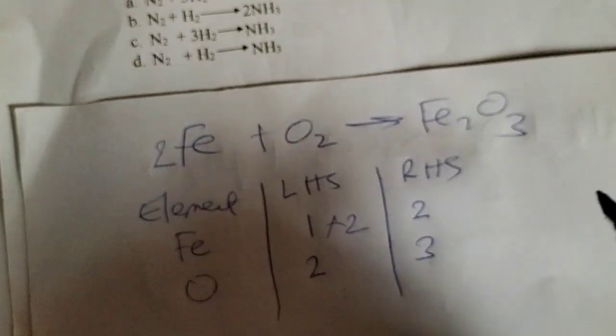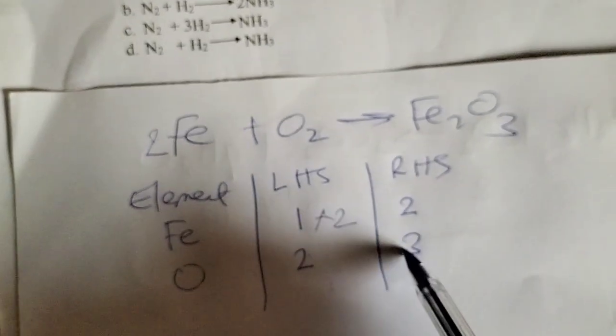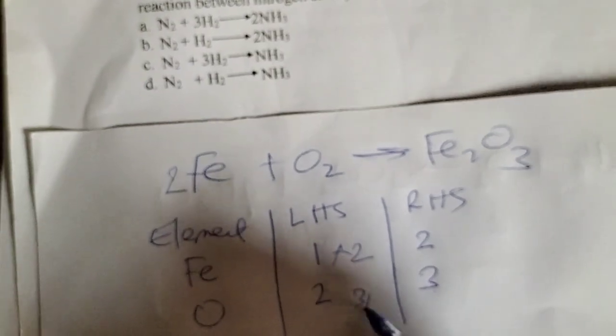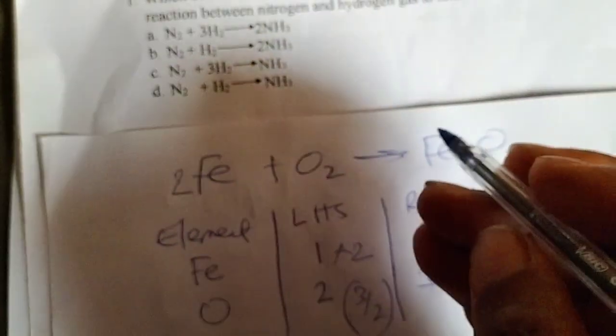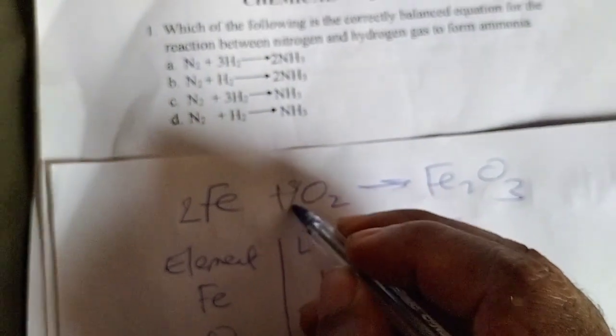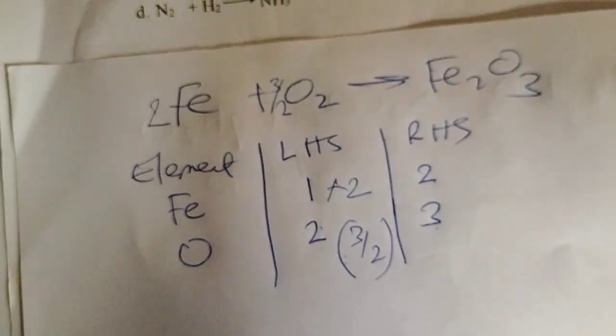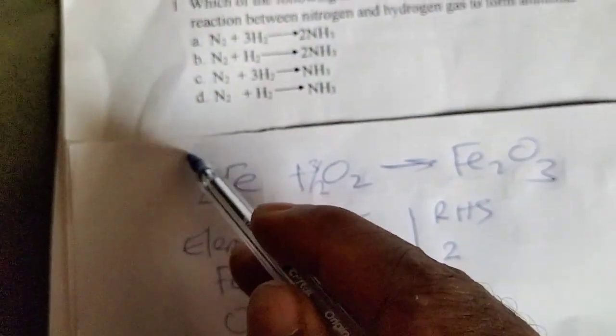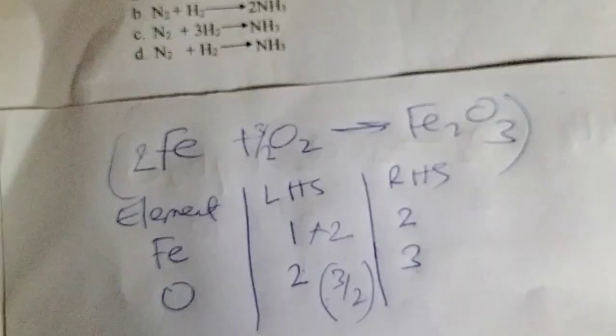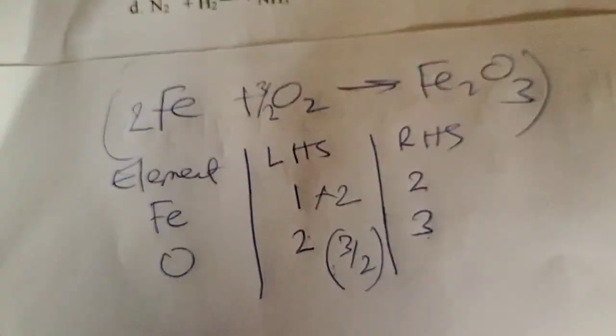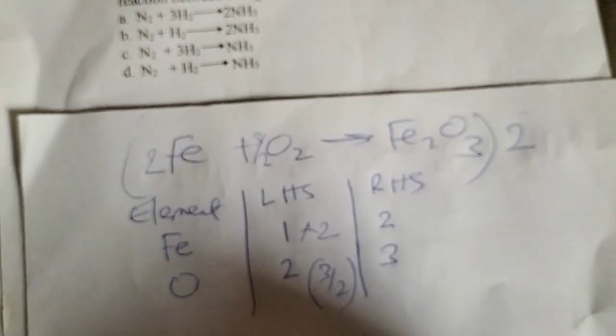Since 2 is not a multiple of 3, we divide the bigger number by the smaller, that is 3 over 2, and put it in front of oxygen, 3 over 2. Since we don't normally balance with fractions, we remove the fraction by multiplying everything by the denominator of the fraction, which is 2. So multiply everything by 2. We now have 4Fe plus 3O2, 3 over 2 times 2, giving 2Fe2O3.